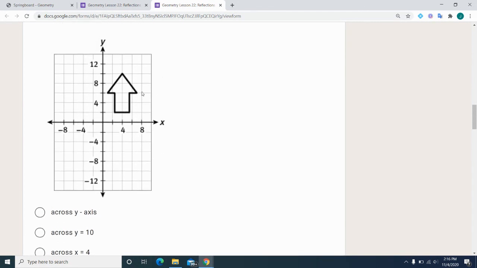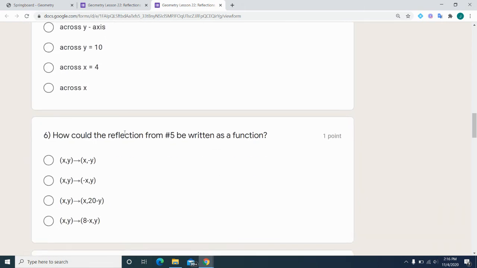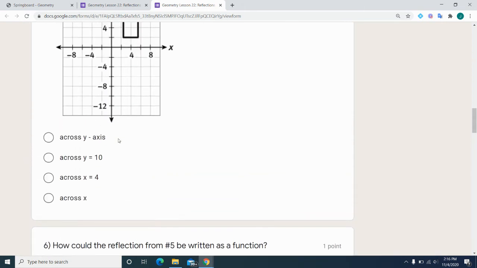You see that? So sometimes you'll be making reflections not over just y or just x, but over a particular line that's in there. And then how can we write this thing as a function?